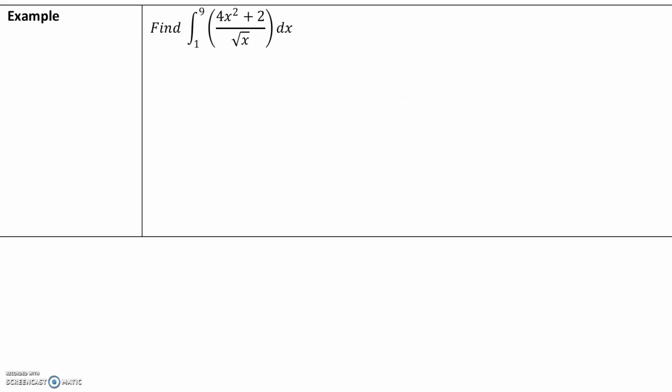Next example, we want to find the antiderivative from 1 to 9 of 4x squared plus 2 all over radical x. Now first off, anytime you're dividing by a monomial, we split these up and divide them both by radical x. So I'm going to rewrite this as the integral from 1 to 9 of 4x squared, and radical x is x to the 1/2, so I'm going to rewrite that, plus 2 over x to the 1/2, and then all of that is dx.